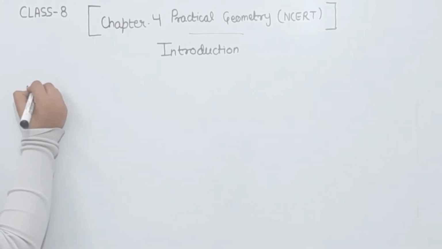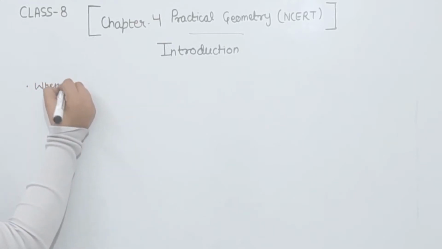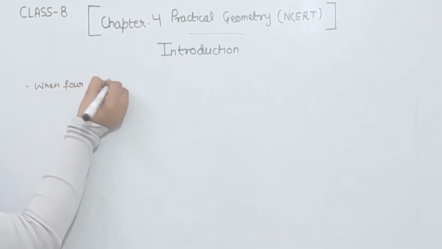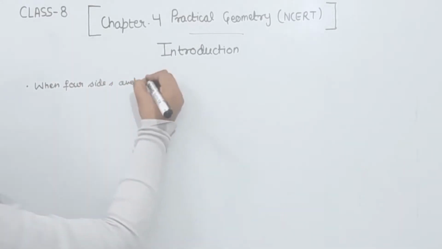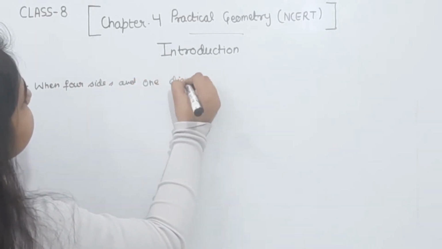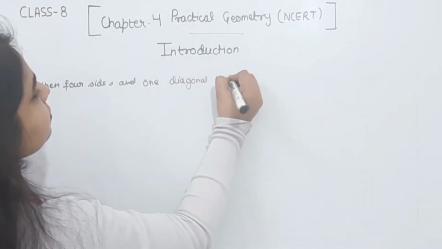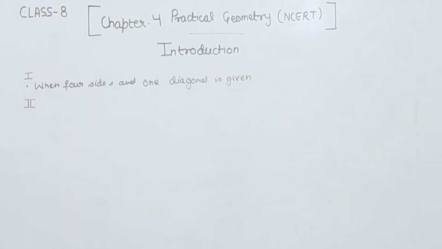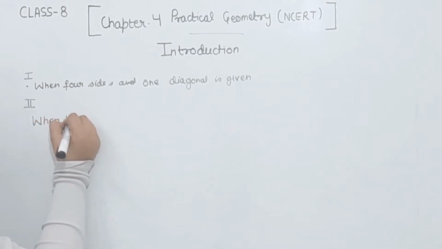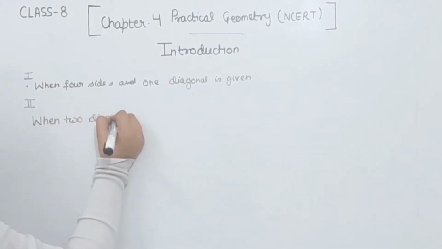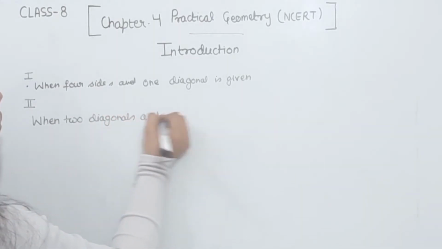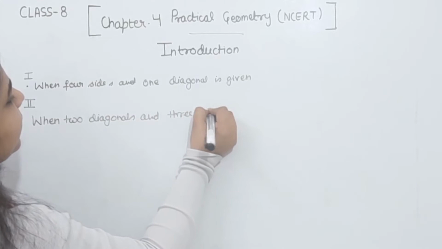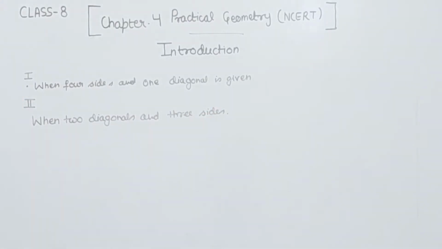First of all, the first case we can have is when four sides and one diagonal are given. This is the first case we'll have. Now comes the second one. In the second case, we have two diagonals and three sides. So I'm going to write here, when we'll have two diagonals and three sides. This is the case 2 we can have.